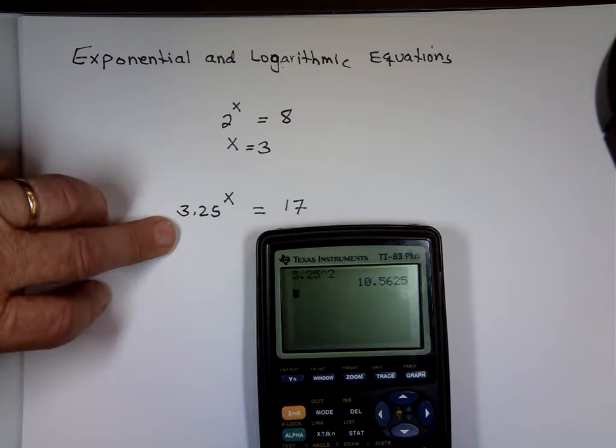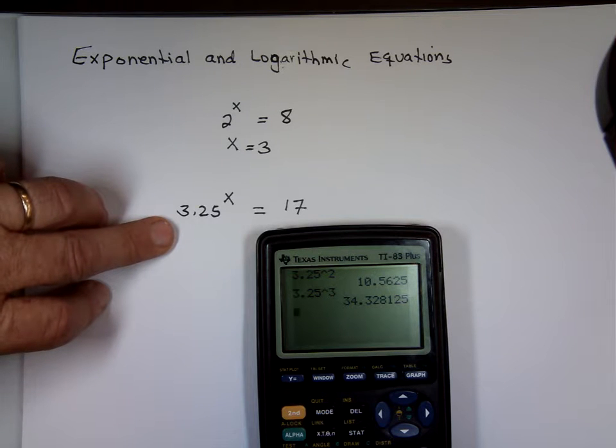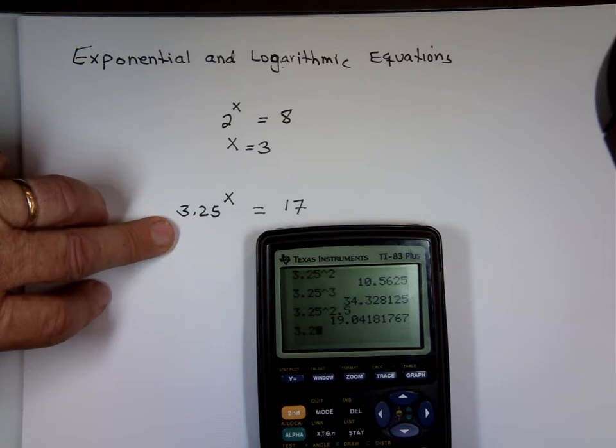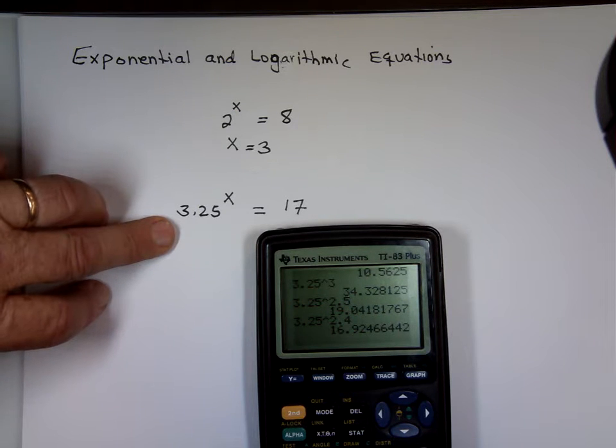Let me try the 3. 3.25 to the power of 3. Oh, that's too high. 17 is between 10 and 34, right? It's closer to 10. I go 3.25 to the power of, it's more than 2, less than 3. How about 2.5? 19, still high. 3.25 to the power of 2.4. Well, how long are you going to go guessing there? Oh, not bad. I need to go a little bit higher than that, 16.9. I need to be 17. So I'll do 3.25 to the power of 2.41 maybe?